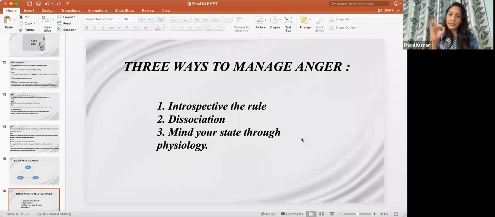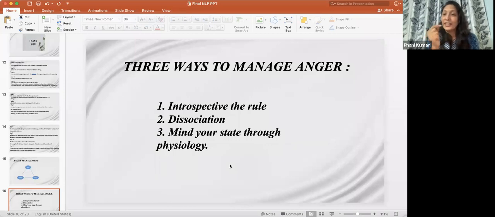So anger management can be controlled in three ways. One, introspecting the rule. Second, disassociation. And the third is through physiology. Right? So I can give you a simple technique. According to NLP, a lot of research has been done. Whenever you are angry, I don't know how many of you have your eyebrows like this when you are getting angry. Try to normalize your eyebrows when you are angry, without touching them. Without touching your eyebrows, you have to bring them to a normal state. That is your physiology exercise according to NLP, to reduce your anxiety, your stress, any kind of state.